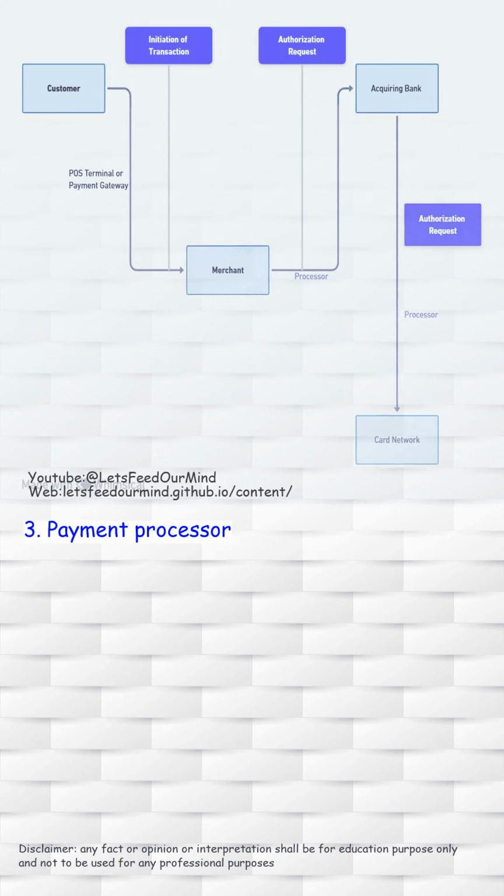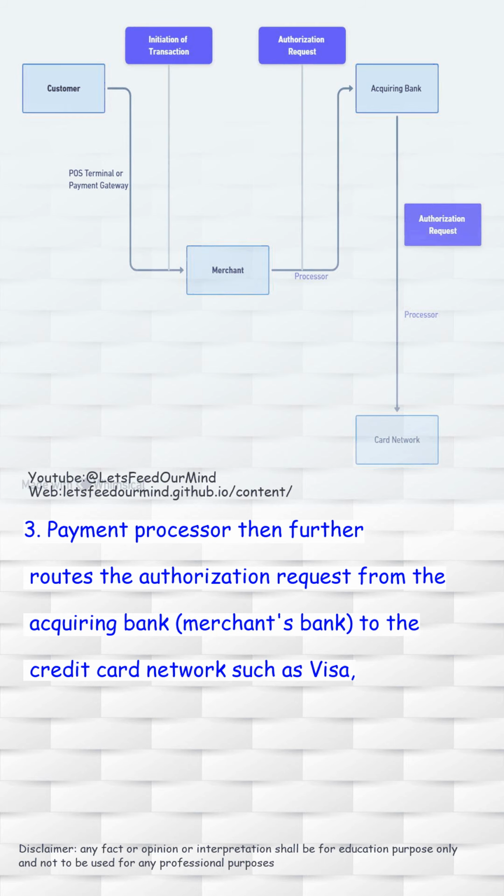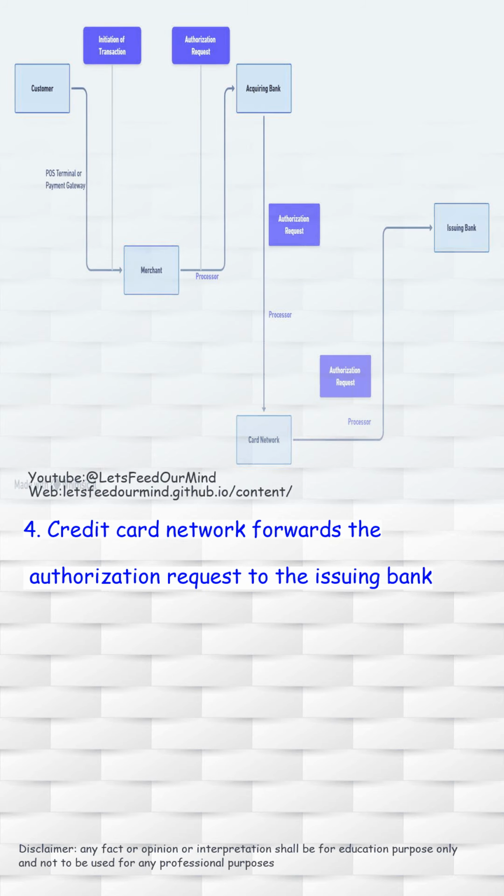3. Payment processor then further routes the authorization request from the acquiring bank, the merchant's bank, to the credit card network, such as Visa, MasterCard, American Express, etc. 4. Credit card network forwards the authorization request to the issuing bank, the customer's bank.